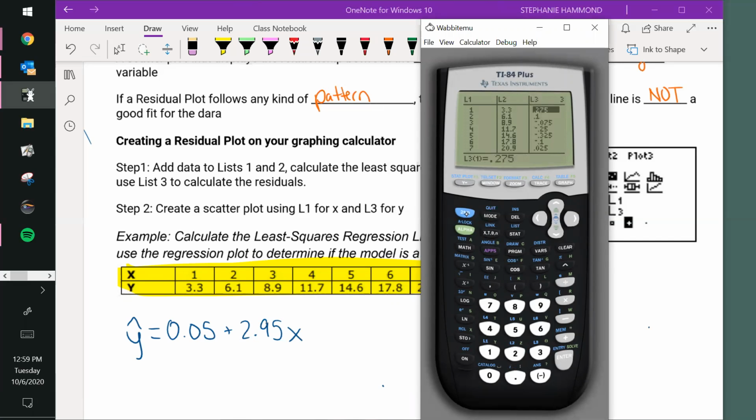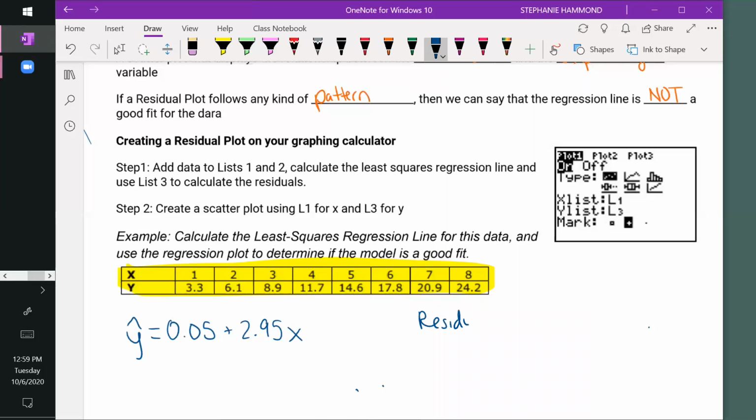Now I can go back to my stat plots, go to my first plot, create a scatter plot for list 1 and list 3. And I'll just go ahead and second mode to quit out of that so I can go straight to zoom 9. And that residual plot appears to follow a pattern. I'm going to draw it. Residual plot. In fact, I'll write it like this.